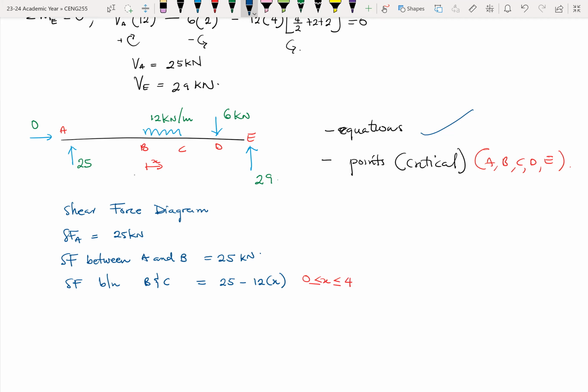Based on that, if X is 0, it's 25, and that'll be B. So this is B and this is C. The shear force at B, where my X is 0, will be equal to 25 minus 12 times 0.